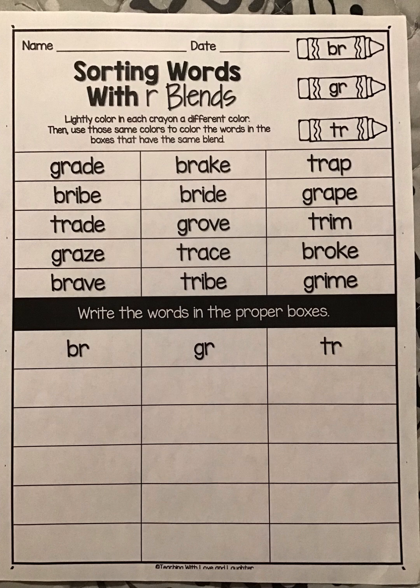So you will need 3 different colored crayons. Please take them out now. I'm going to use red for BR, burr, blue for GR, grr, and green for TR, tur. Our first word is grade. G-R-ade, grade. I can see that grade has a GR blend. So I'm going to color the blend blue for GR.